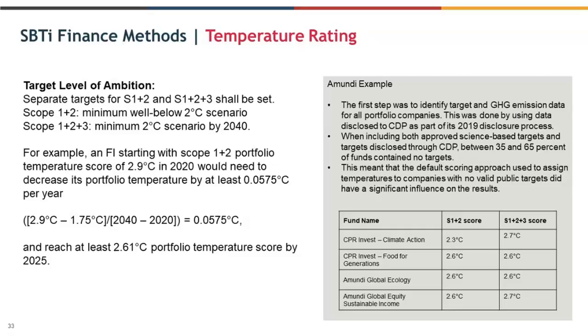And within that, they're able to calculate the temperature ratings for companies with targets and also use the default scoring approach for companies without targets. And as you can see here, they define the temperature rating for a number of their funds between about 2.3 and 2.7 degrees Celsius. And this then is essentially the starting point for them to set their target. They have their current base year temperature rating. And then with the tool that Donald will outline, they're able to highlight what kind of target they would need over various different timeframes.